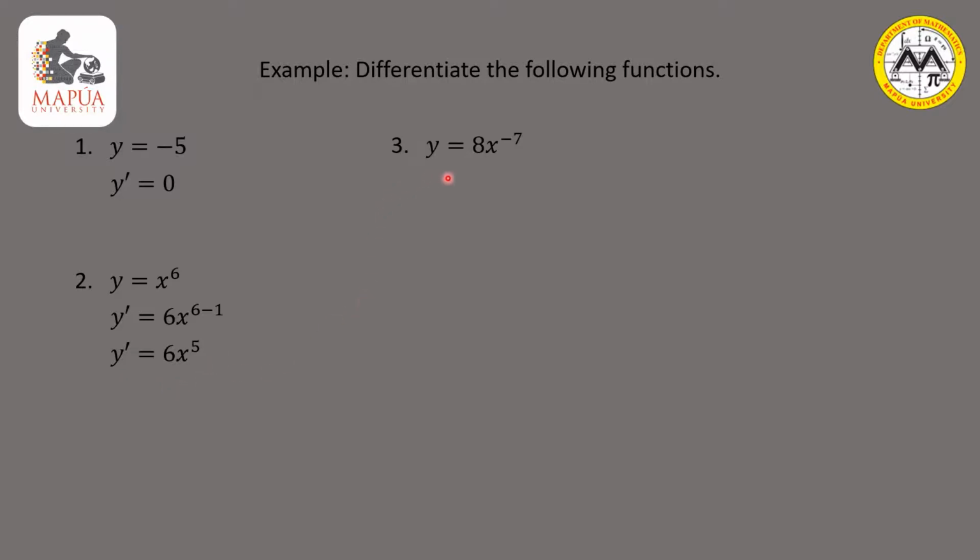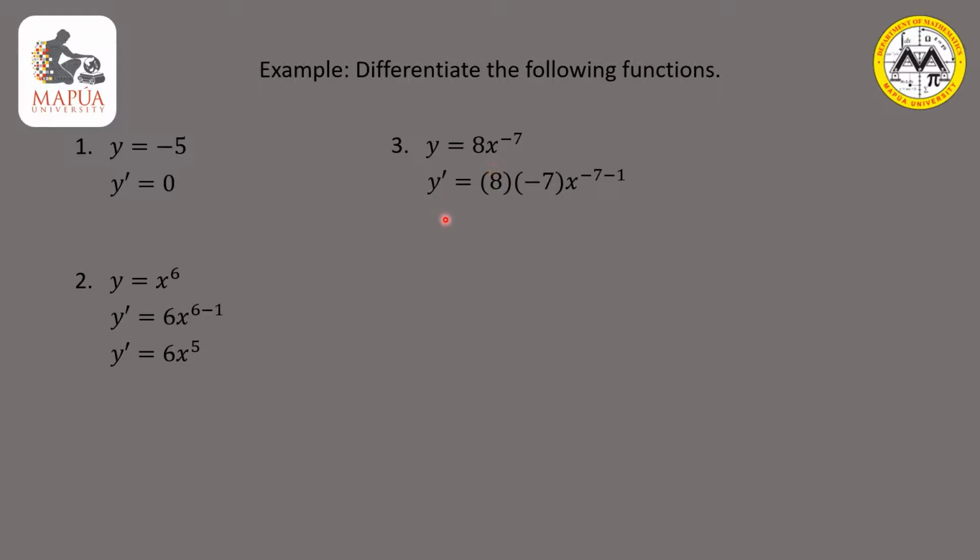The third example defines y as the product of 8 with a variable function x to the negative 7. The derivative of this given function would be given by the product of the constant 8 with the derivative of x to the negative 7. Now, x to the negative 7 is fitted to the form x to the n. Remember, we mentioned earlier that n can be any real number.